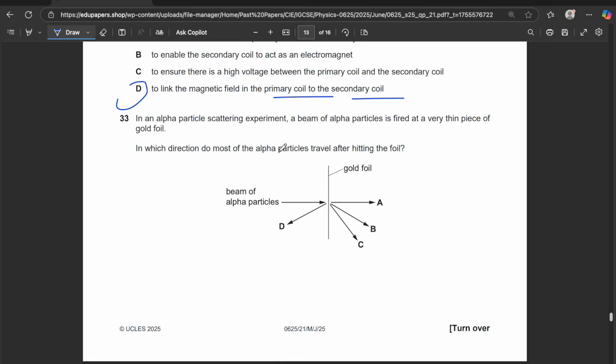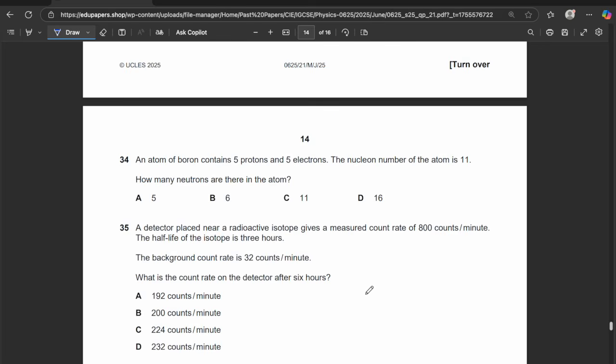33. In an alpha particle scattering experiment, a beam of alpha particles is fired at a very thin piece of gold foil. In which direction do most of the alpha particles travel after hitting the foil? It says most. So you know the nucleus, they are mostly empty space, so most of them won't face the nucleus in the middle, they will just pass through easily. It will be A. 34.